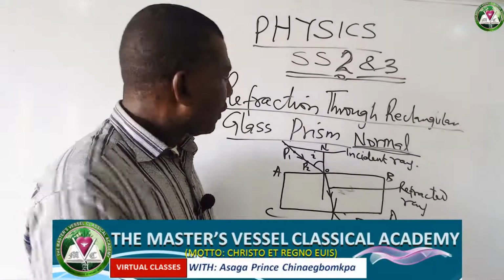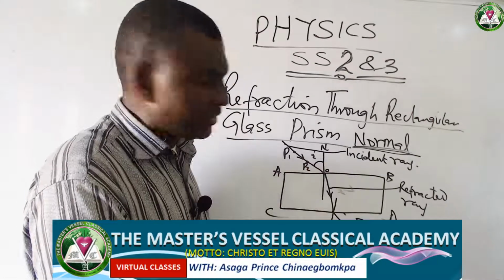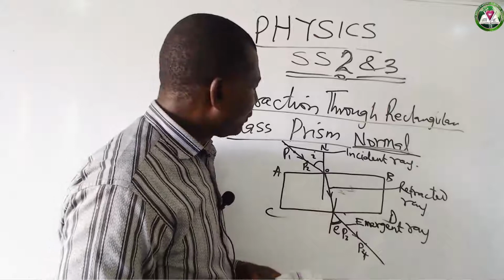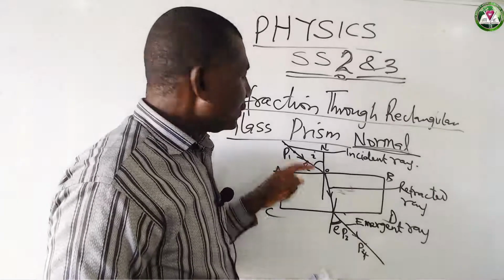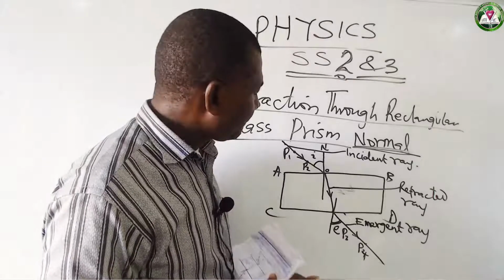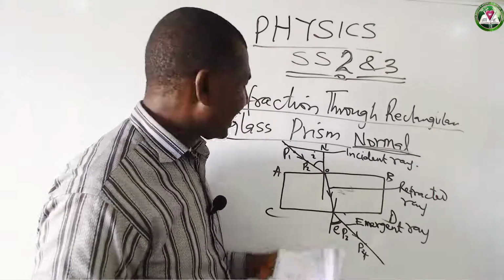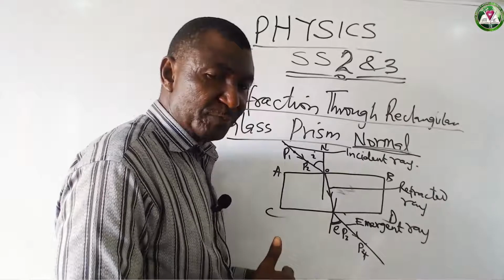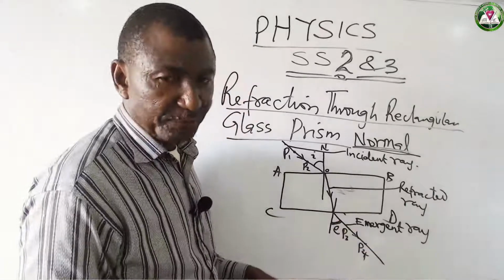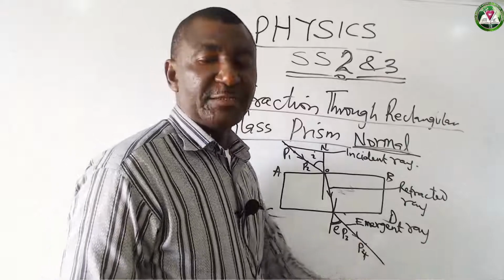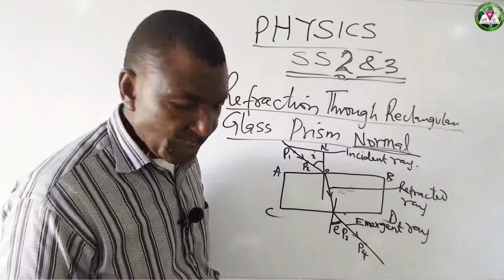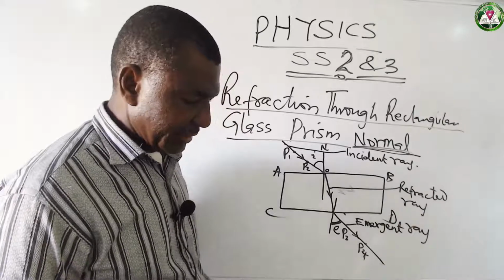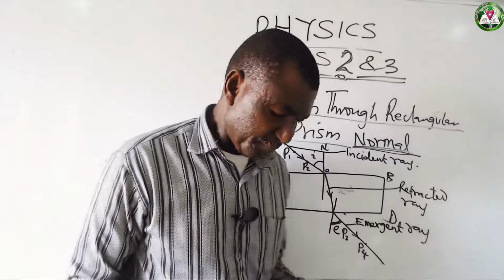Normal. So you should see that when a ray of light travels from an optically less dense medium to an optically denser medium, the light ray bends towards the normal, and when it travels from an optically denser medium to an optically less dense medium, the light ray bends away from the normal. So that's exactly how refraction occurs in the rectangular glass prism.